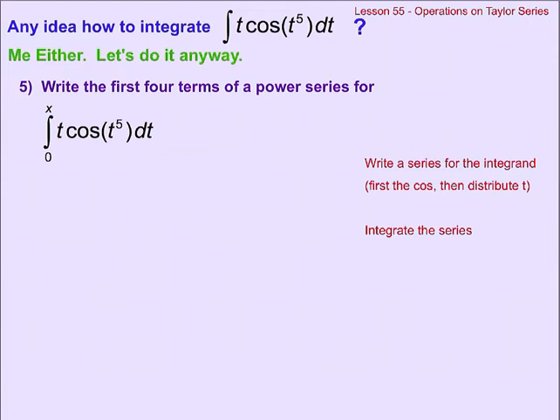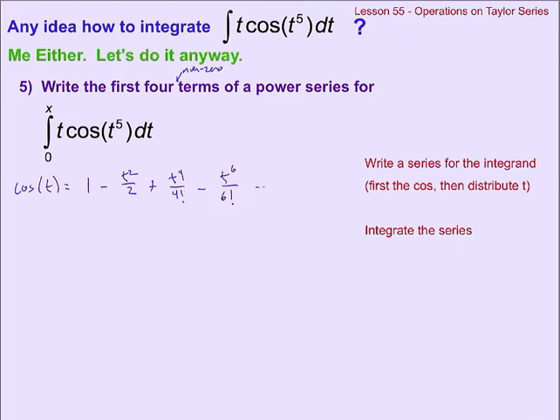Let's look at that integrand. We'll start with cosine of t. And when you do these problems, I do want you to write it out one step at a time. Cosine of t, we have this one memorized. It's 1 minus t squared over 2 plus t to the 4th over 4 factorial minus t to the 6th over 6 factorial. That's 4 terms, so that's enough. By the way, this should say the first 4 non-zero terms.